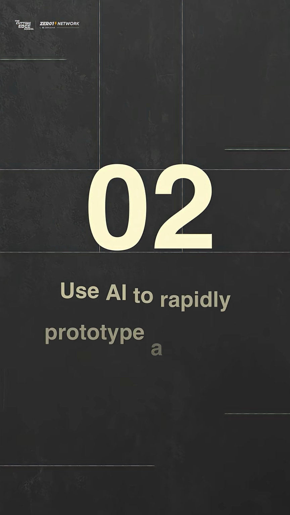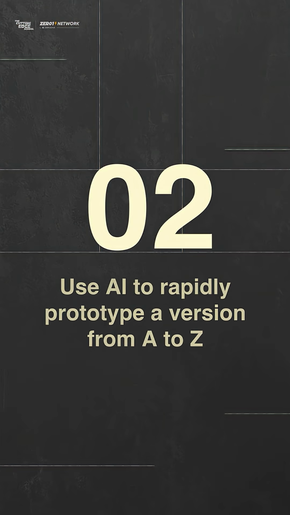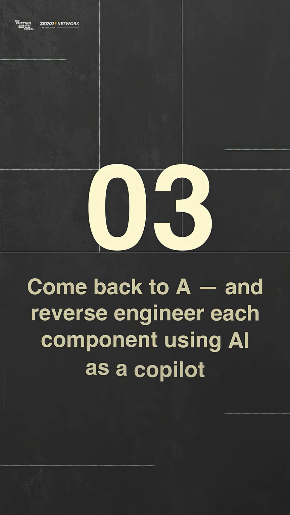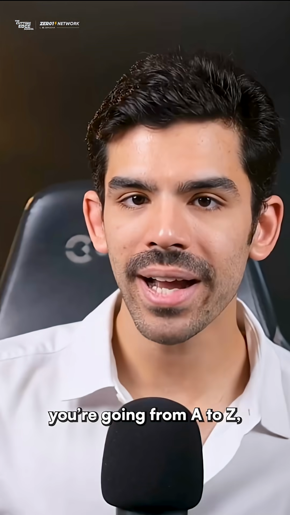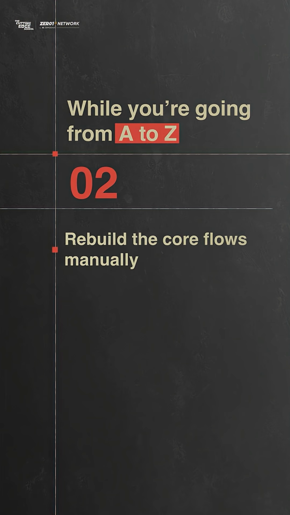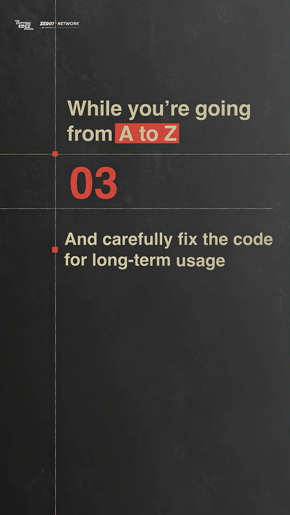Then you use AI to rapidly prototype a version from A to Z. Then once you've seen the final product, come back to A and reverse engineer each component using AI as a co-pilot. Now, while you're going from A to Z, fix all the edge cases and start documenting them. Rebuild the core flows manually and carefully fix the code for long-term usage.